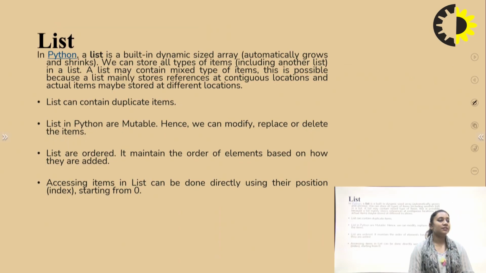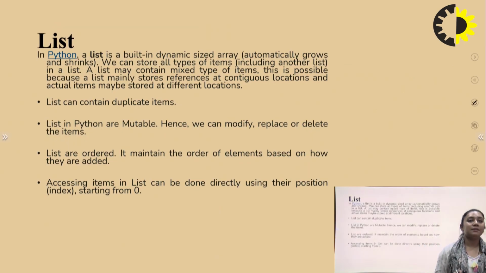Next we have the list. List in Python is a built-in data structure which is used as a sized array, and it can automatically grow. It can hold all types of items, and it can be used with mixed types of items, which are stored as references at a contiguous location, and the actual items can be stored in different locations.